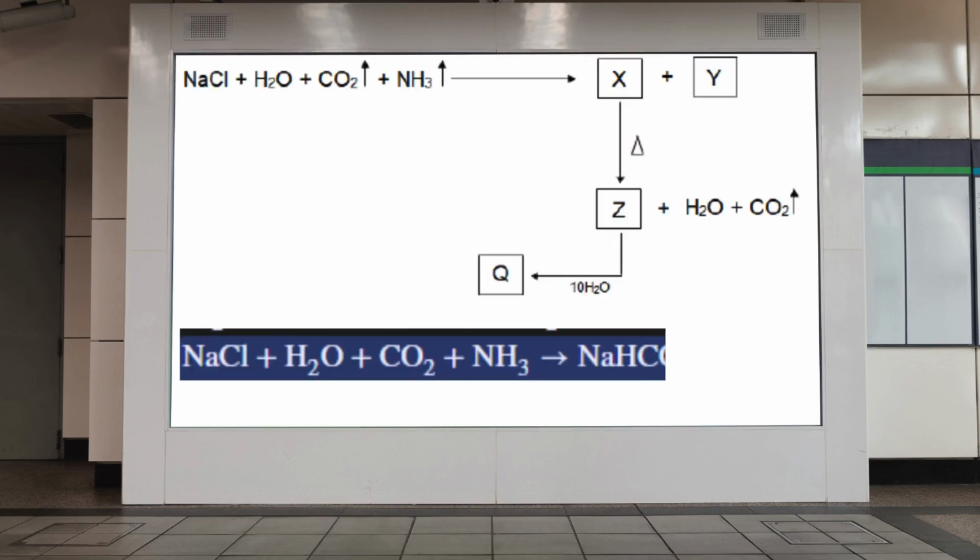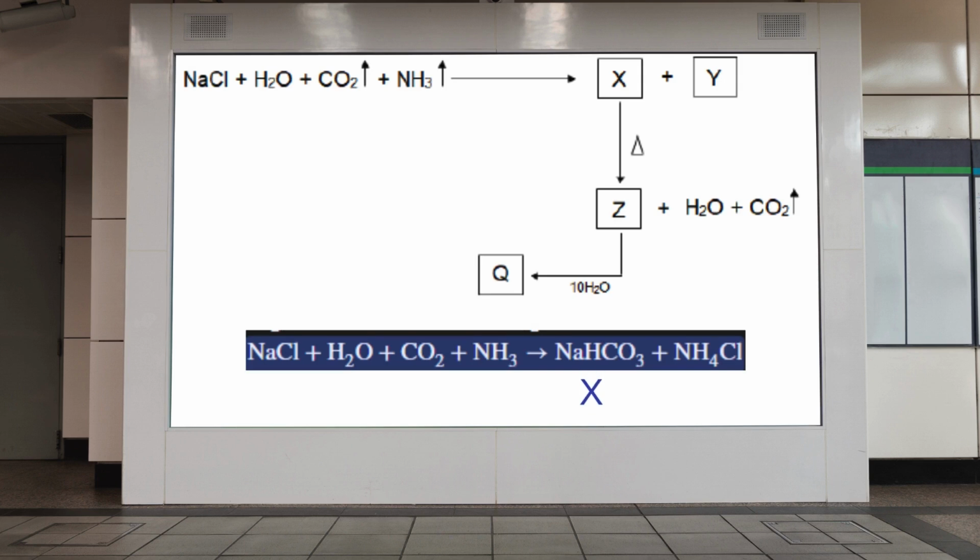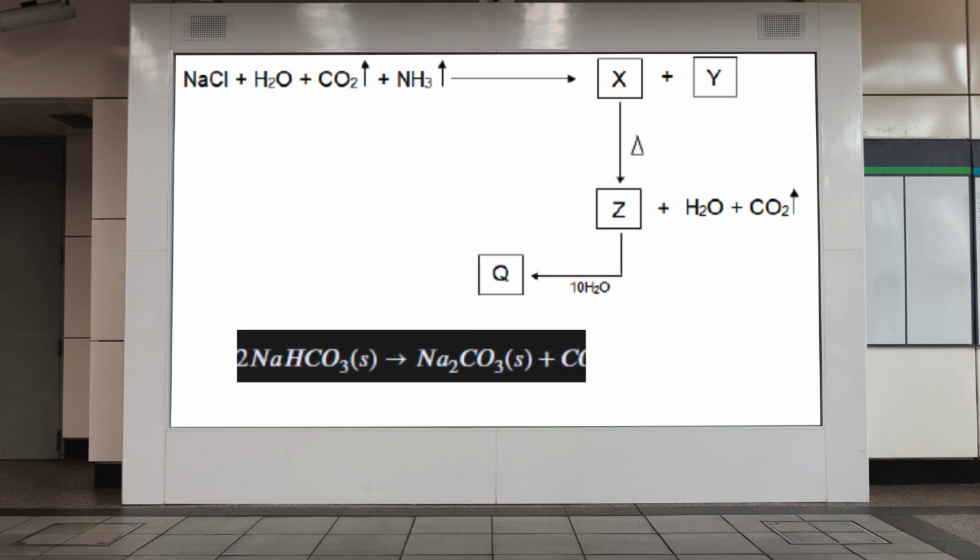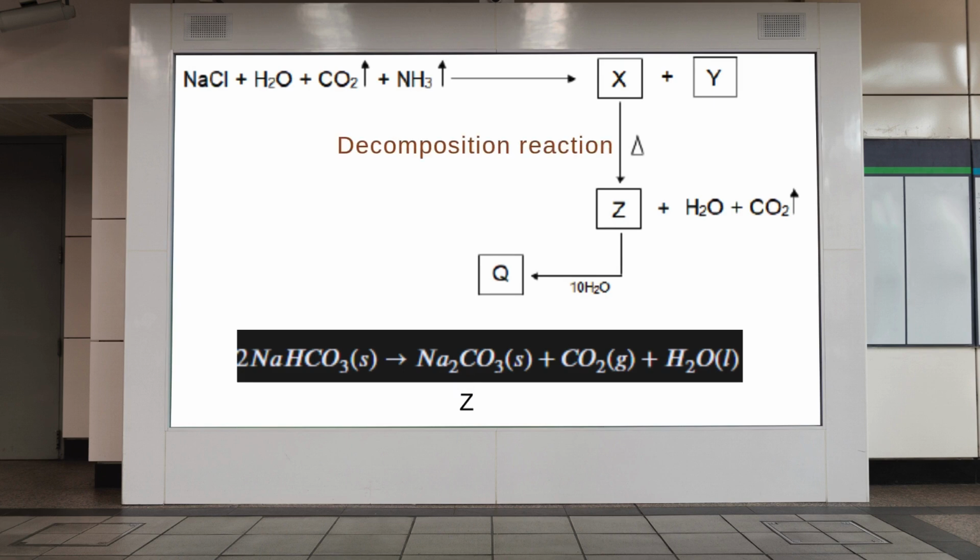Now this reaction produces sodium bicarbonate, that is baking soda, and ammonium chloride. Thus, X is sodium bicarbonate and Y is ammonium chloride. Now, when heated, sodium bicarbonate breaks down into sodium carbonate, water, and carbon dioxide. Thus, Z is sodium carbonate, and this reaction is a decomposition reaction.